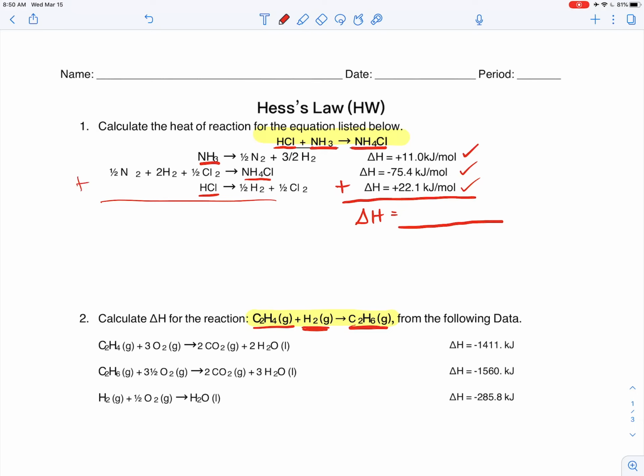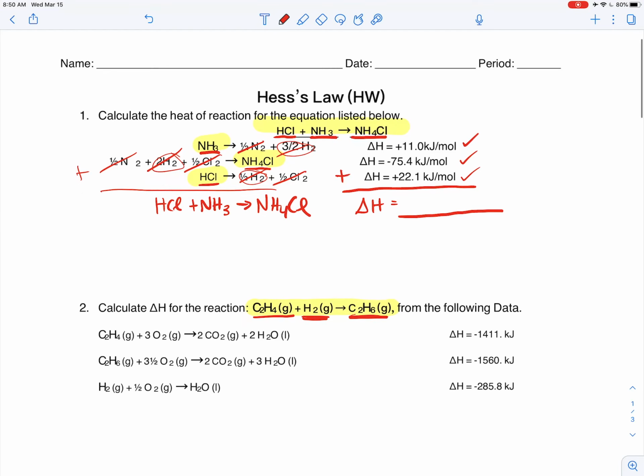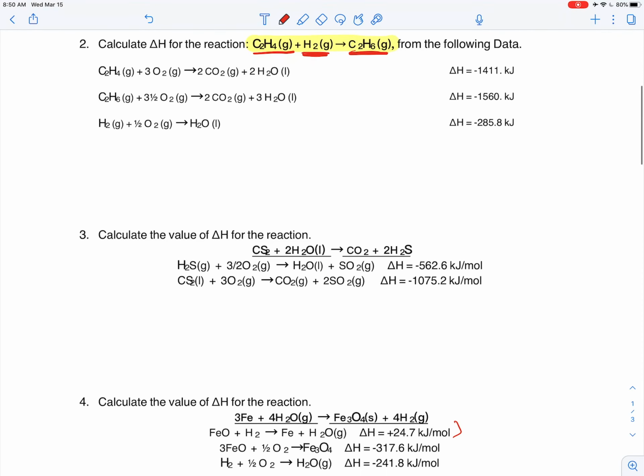You can combine these, but you'll see that you end up with those 3 chemicals that we want, and it turns out everything else will just cancel out. So 1½ and 3½, that's 2 hydrogens total. That'll cancel out with these 2 hydrogens here. Half a chlorine cancels out with that half a chlorine. Half a nitrogen cancels out. And like I said, we'll be left with the equation that we wanted. So all you have to do is add those up for the number 1. Let's go over number 2.